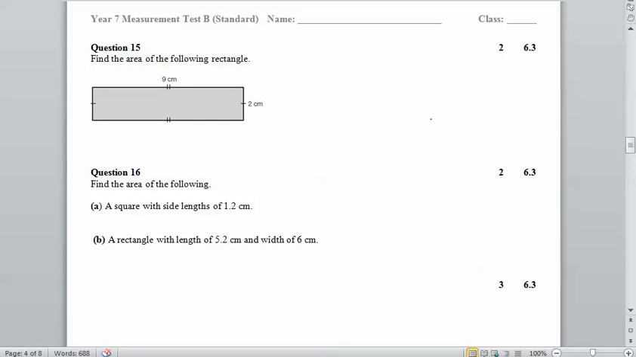Area of this rectangle, that's easy. It's length times width. 9 times 2 is 18, thank you. 18 what? Bananas? Centimetres what? Thank you.